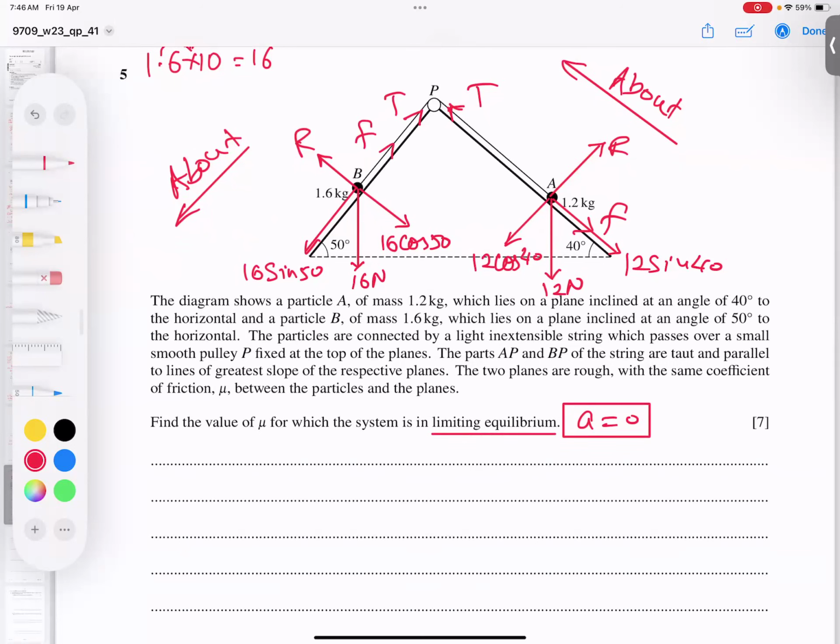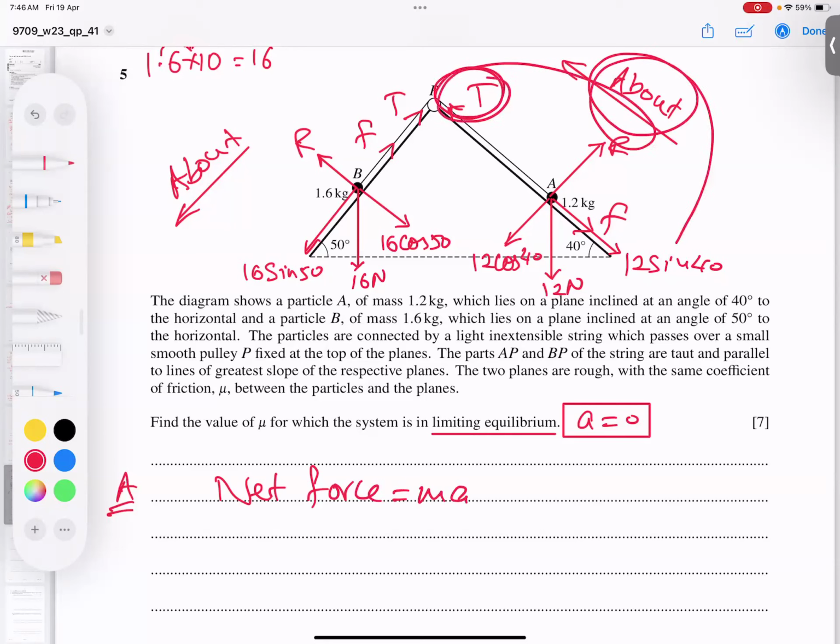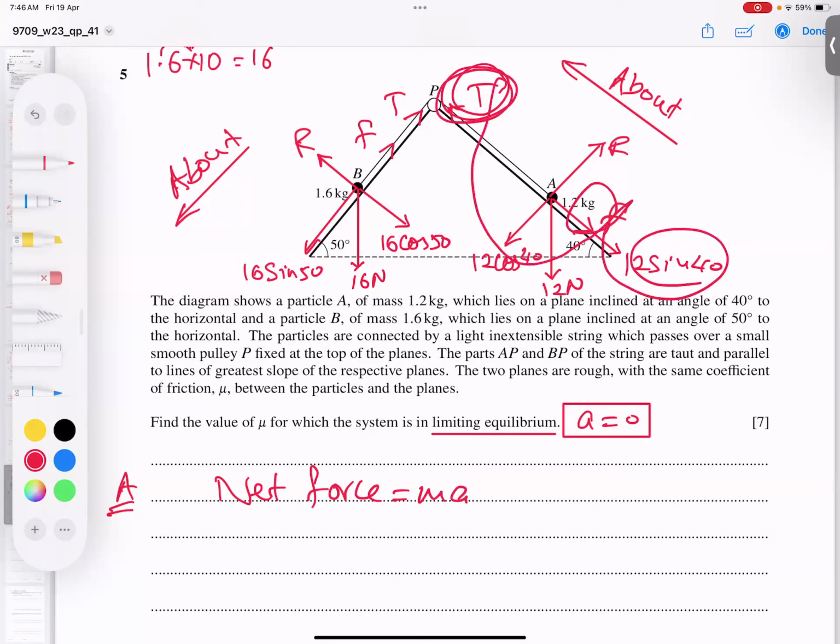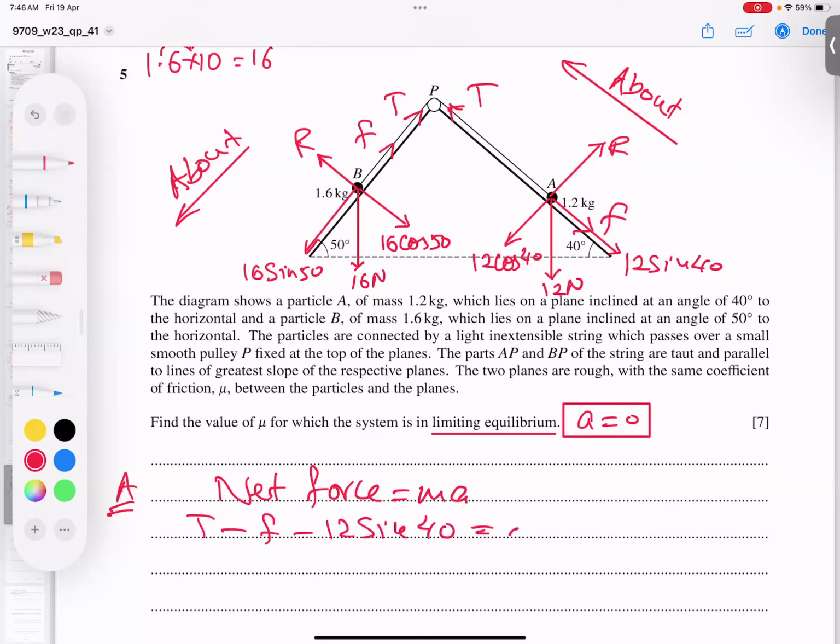Now I will apply net force equal ma for a particle. So let's apply it. So net force is equal to ma. So net force, it is about to move where? Upward. So I start from here. So tension acting upward, friction downward, weight component downward. So T minus friction minus 12 sine 40 is equal to 0 because acceleration is 0. So this is my first part.